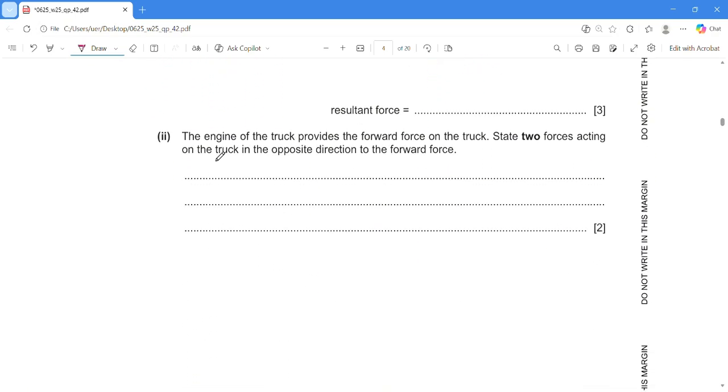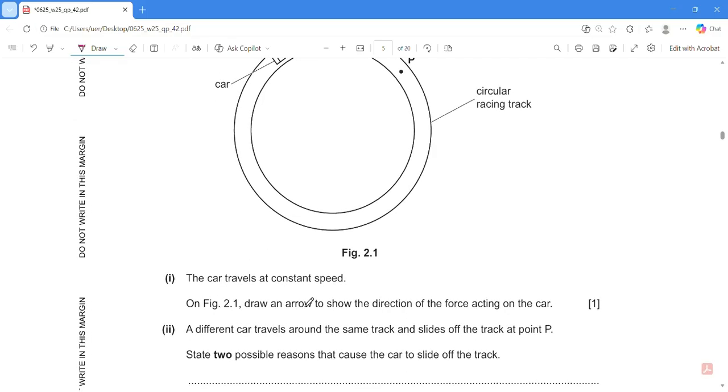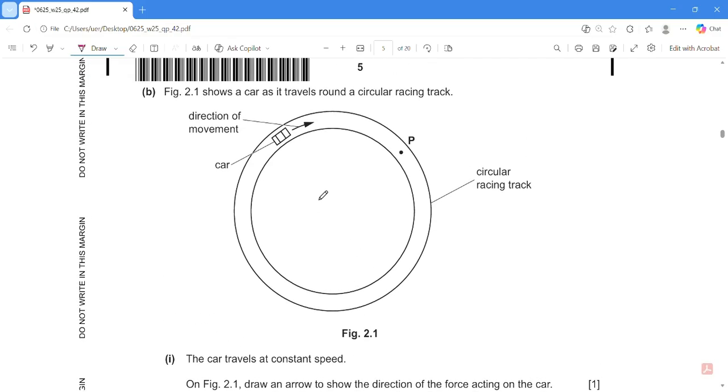Number 2, the engine of the truck provides a force. State 2 forces acting in the opposite direction. So easy! So the first one, air resistance. Okay, so the second one you can say friction. Okay, the friction between the tire and the road. Mamma mia! Okay, B, circular motion. Draw an arrow to show the direction of force. Okay, everyone, if you have a circular motion, your resultant force is always acting towards the center of the circle.